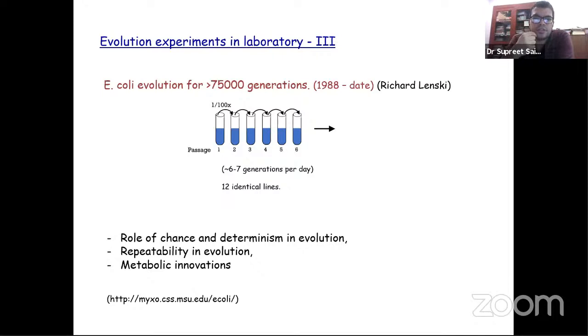lines actually started doing something really strange, which is considered to be an example of metabolic innovations. How do metabolic innovations arise in an evolving population?